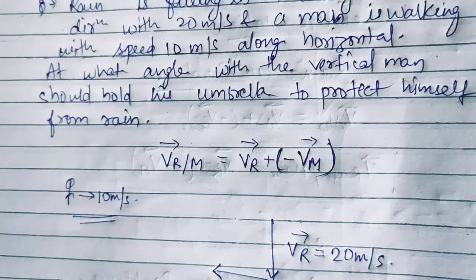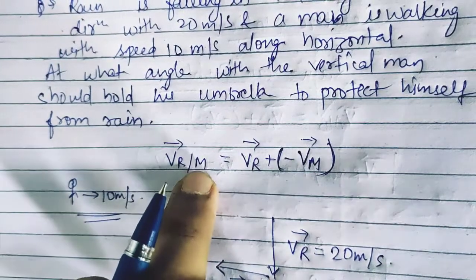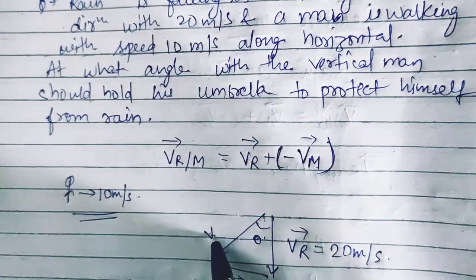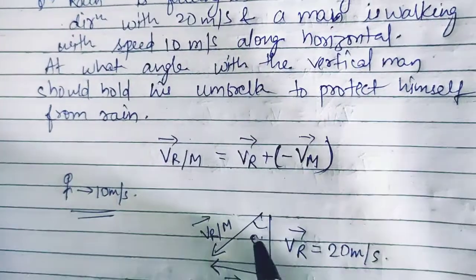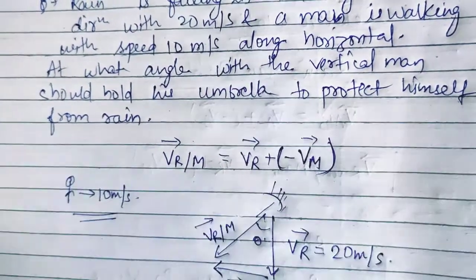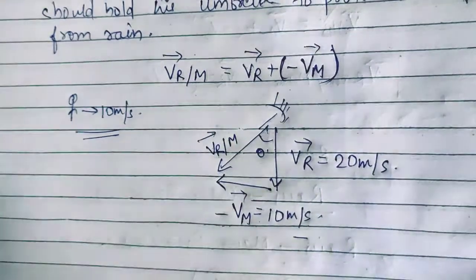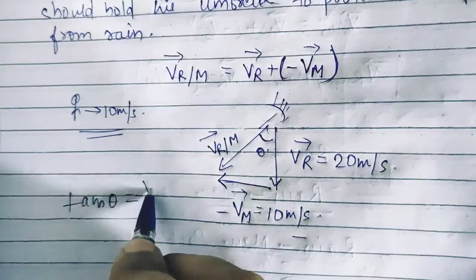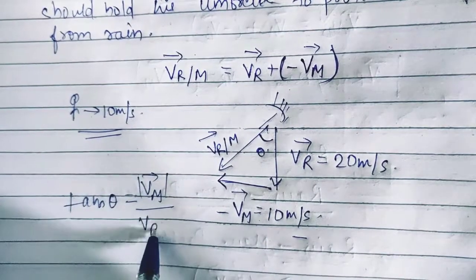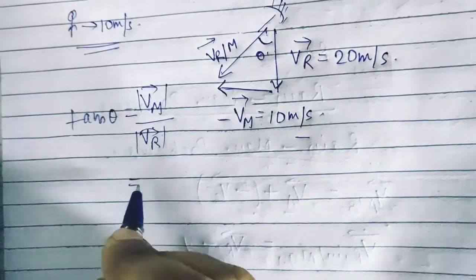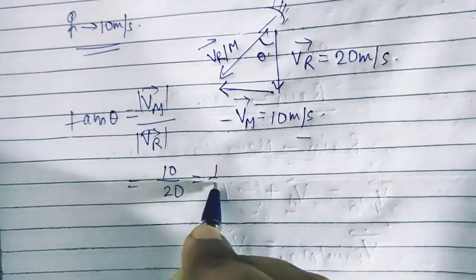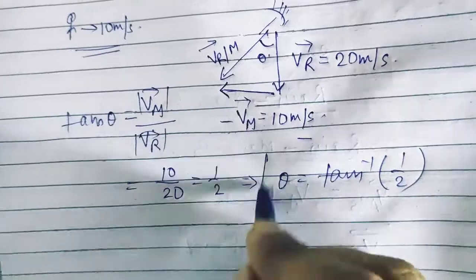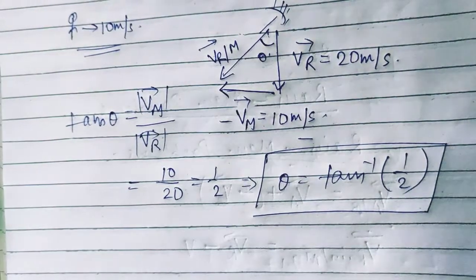Basically we have to find the velocity of rain with respect to man and the angle of that. We have to find this angle, the direction of velocity of rain with respect to man, and the man will hold the umbrella in this direction. Now we know that tan theta will be equal to Vm upon Vr, that is equal to 10 upon 20, that is equal to 1 by 2. So from here we get theta equals tan inverse 1 by 2. It is the angle at which the man should hold his umbrella to protect himself from rain.